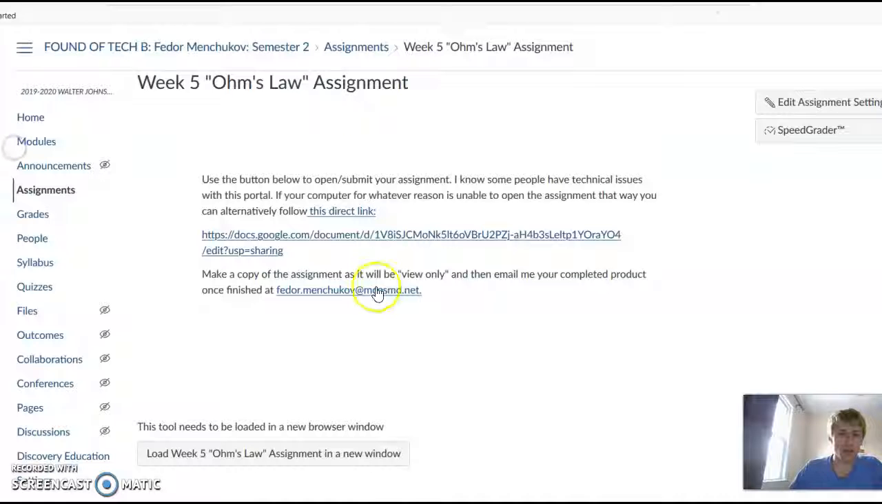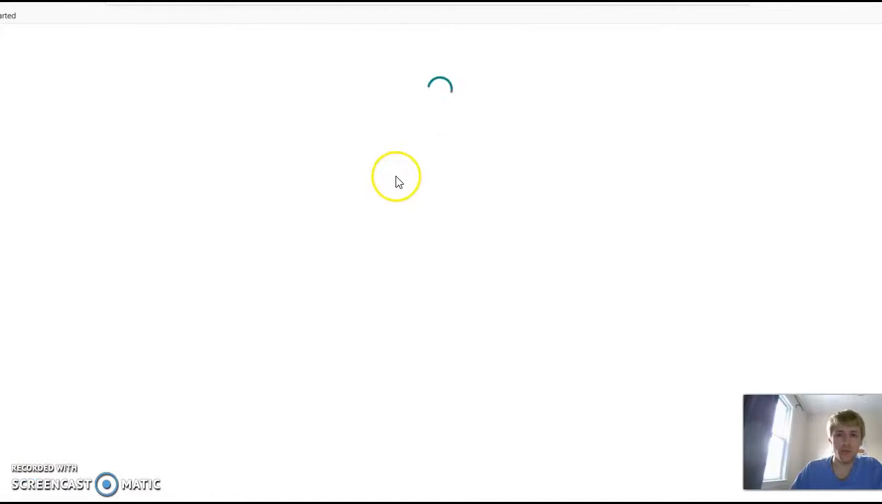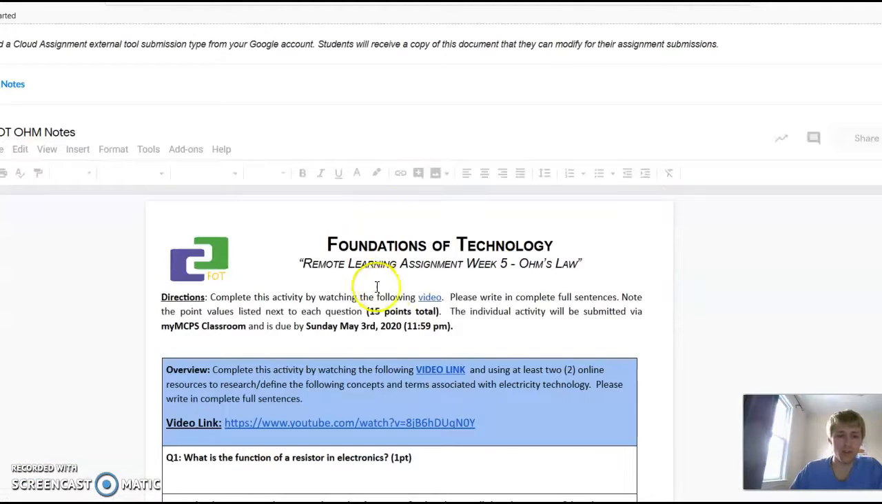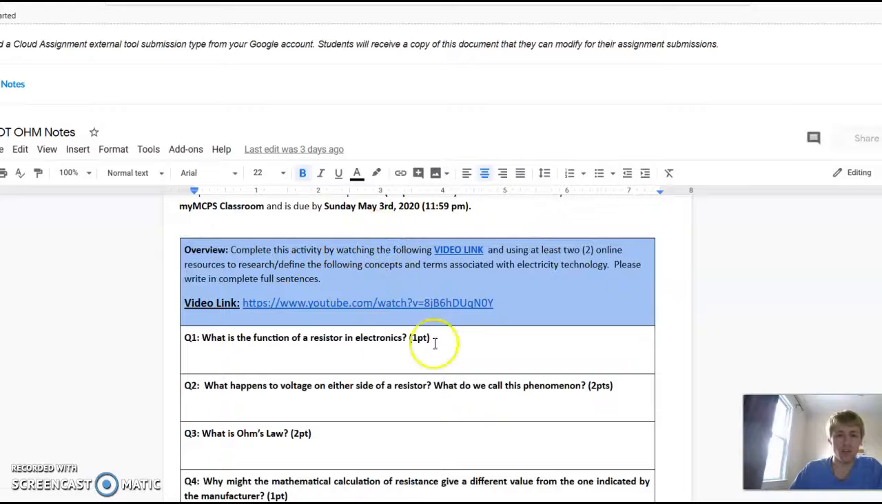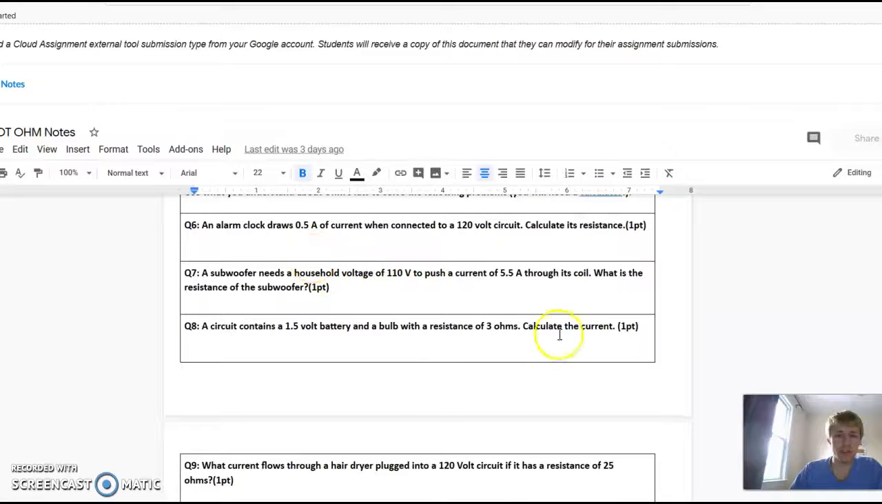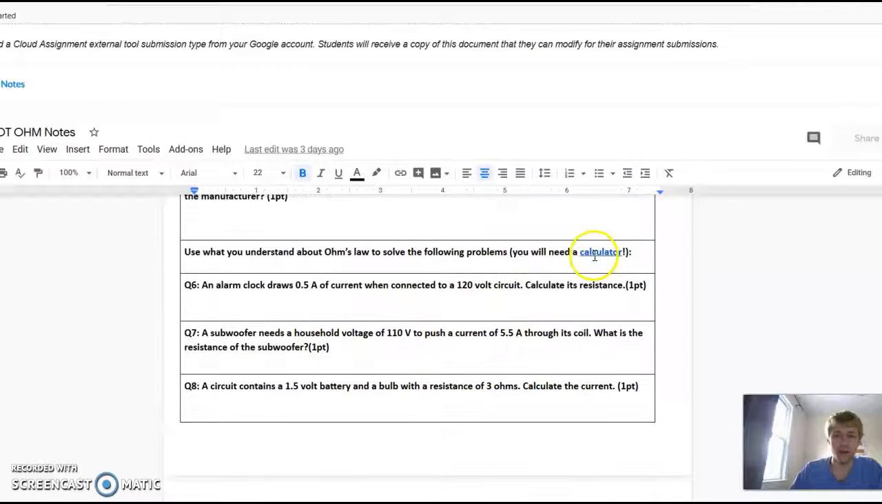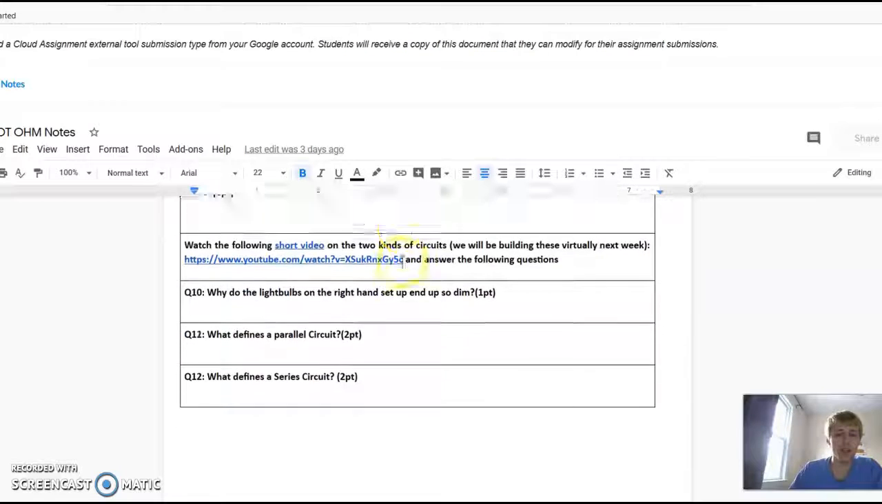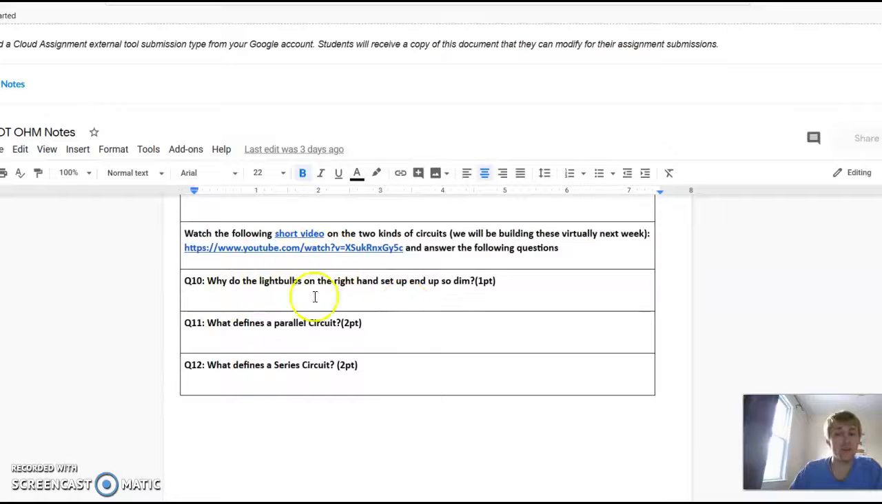Here's the assignment. Under modules, it's posted just like every other assignment. If you open it up, there are a couple of things to note here. There is one video for you to watch and answer these basic questions. Then there are some calculations for you to do, you'll need a calculator. Here's an online one you can use. And lastly, there's one more short video to watch on circuits and answer these questions. Hopefully that's not too much.